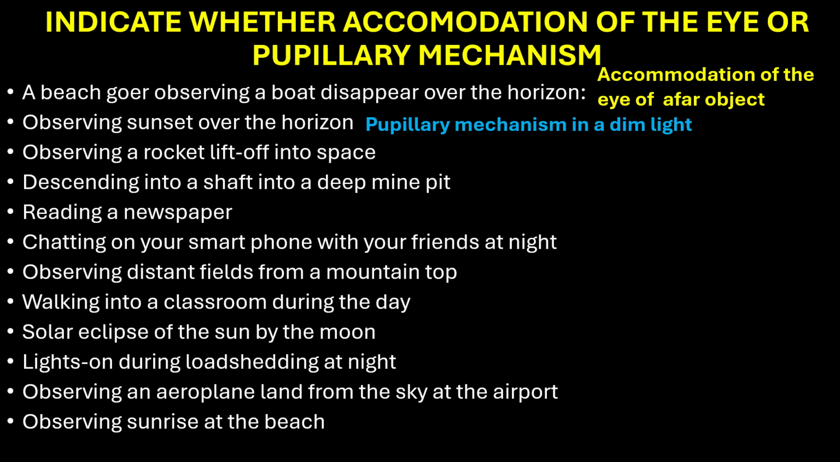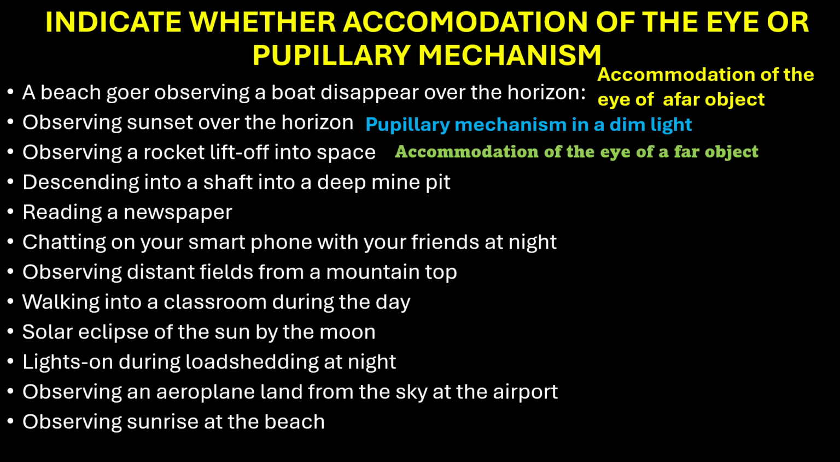What about observing a rocket lift off into space? When you are observing a rocket shot up into space, you are looking at an object, and the object is moving further and further away from you. As the object moves further away, you are actually observing distance, and the eye is measuring the distance of the object in relation to your position. So that is not pupillary mechanism. This time you're looking at accommodation. But what kind of accommodation are we looking at? Because the object is moving away from you, we are therefore looking at accommodation of a faraway object.